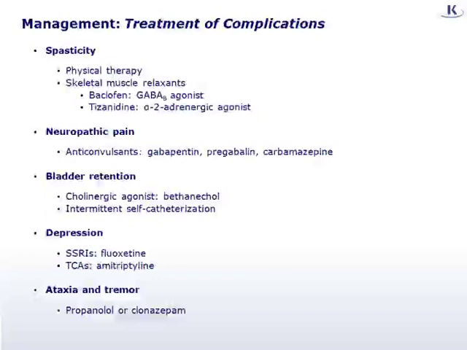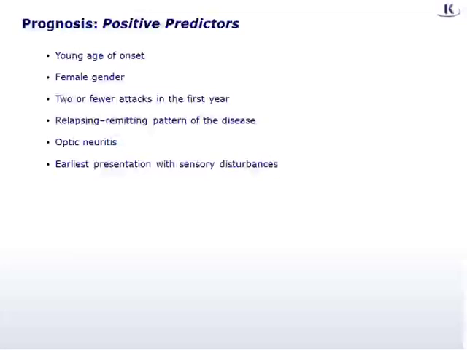Depression can be treated with the help of SSRIs, such as fluoxetine, or tricyclic antidepressants, for example, amitriptyline. Propranolol, or clonazepam, can be used to control ataxia and tremor. Now, the prognosis of multiple sclerosis varies amongst patients. Some of the factors which predict a relatively better prognosis include onset at a younger age, female gender, 2 or fewer attacks in the first year, relapsing remitting pattern of the disease, optic neuritis, earliest presentation with sensory disturbances as compared to motor or cerebellar signs.